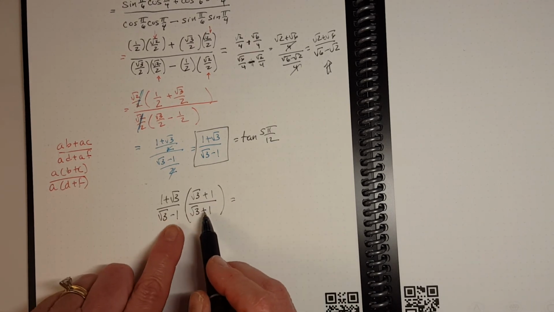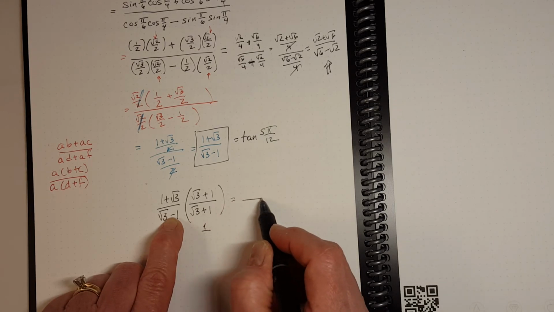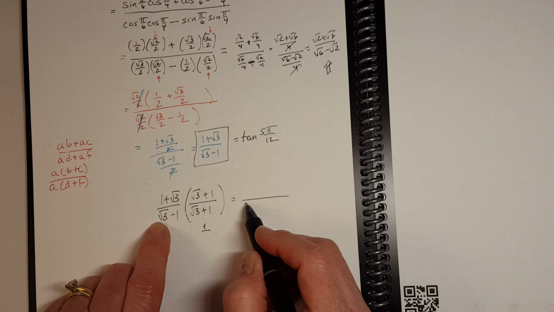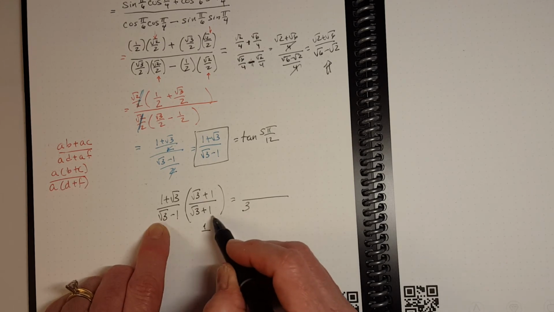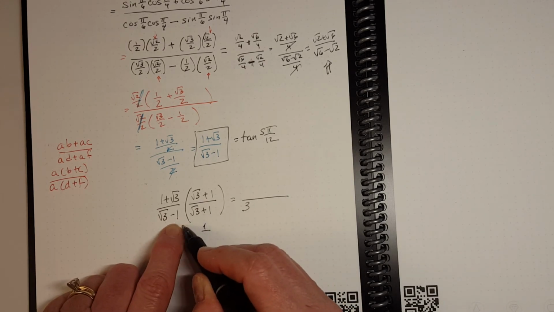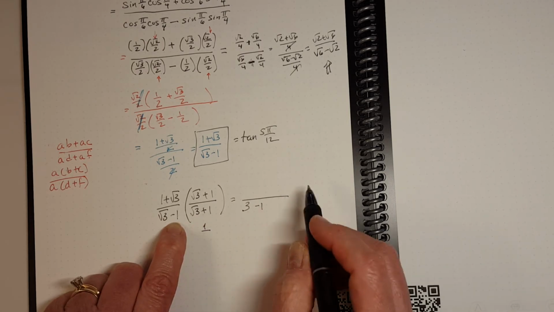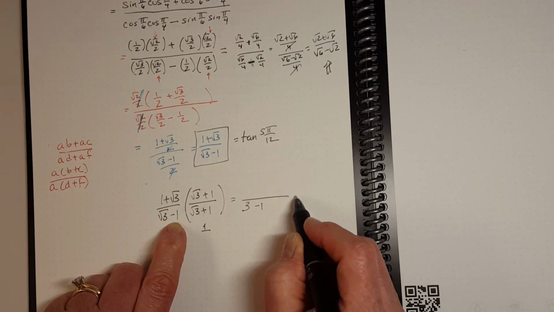And by putting the opposite sign in between the radicals, we're going to end up with only a rational number on the bottom. So root 3 times root 3 is 3. Root 3 times 1 is plus root 3. Minus 1 times root 3 is minus root 3. So those go away, and I get 3 minus 1 on the bottom, which is nice because that's 2.